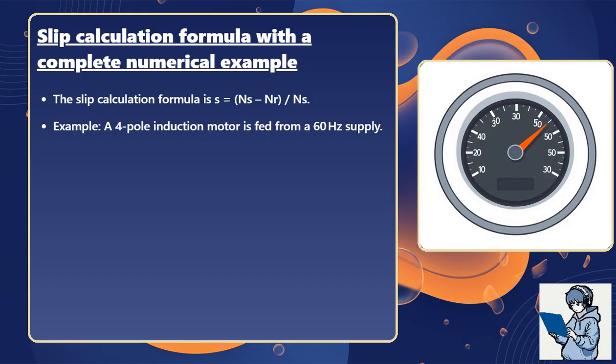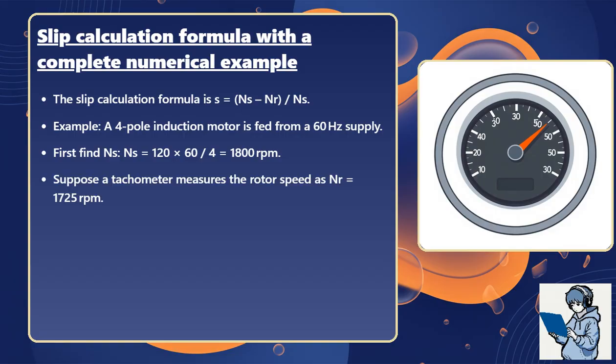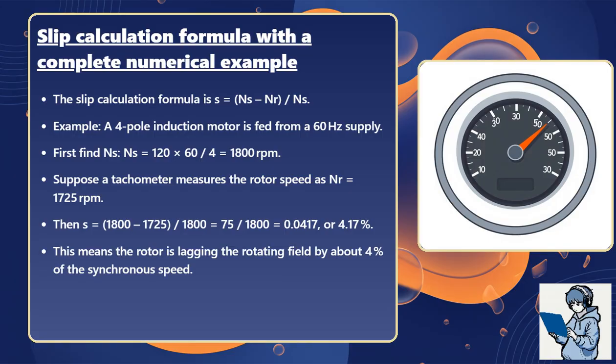Example: a 4-pole induction motor is fed from a 60 Hz supply. First find NS. NS equals 120 times 60 divided by 4 equals 1800 revolutions per minute. Suppose a tachometer measures the rotor speed as NR equals 1725 revolutions per minute. Then S equals (1800 minus 1725) over 1800 equals 75 over 1800 equals 0.0417, or 4.17%. This means the rotor is lagging the rotating field by about 4% of the synchronous speed.